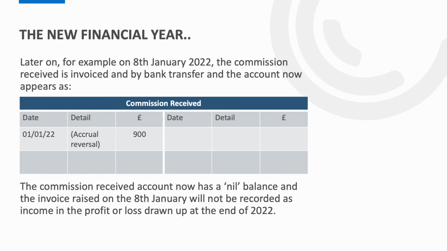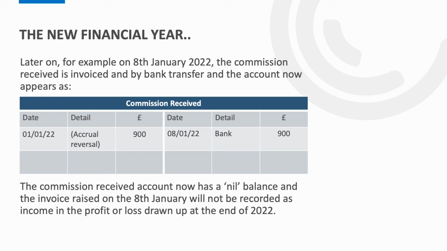Now let's say, for example, that on the 8th of January 2022, so at the start of the new year, the invoice is raised and paid by bank transfer. Now we record this as a credit in the commission received account and a debit to the bank. You can see that the effect of this is that we end up with a nil balance on our commission received account within the new year.